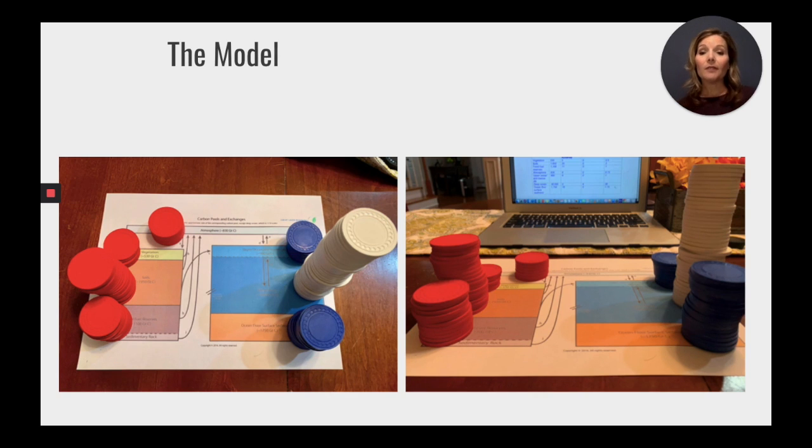So when I created my model, it looks like this. Notice that I used white chips to represent the deep ocean. I had to alter my scale slightly, but even when I look at that, what do you start to notice about the quantity of chips in each of those pools? Was anything surprising to you?